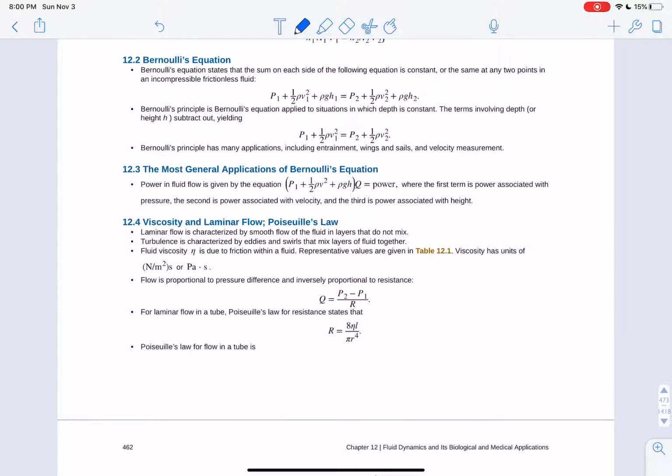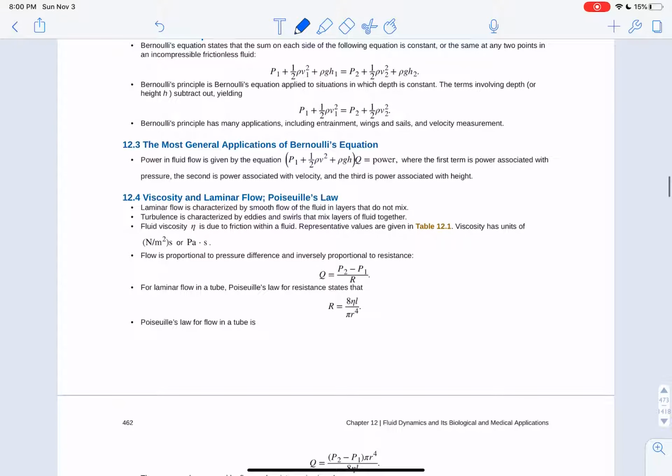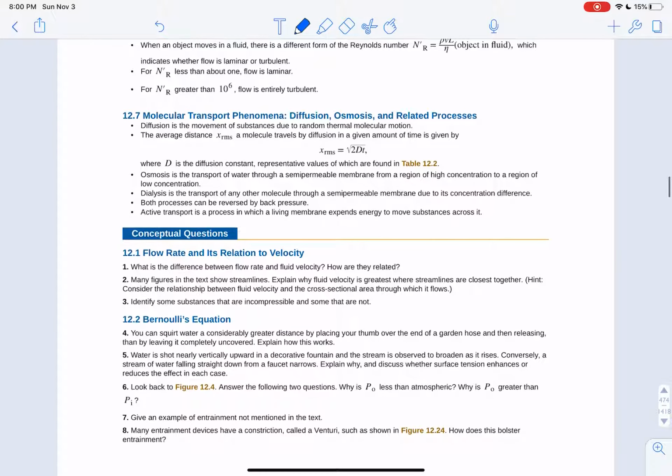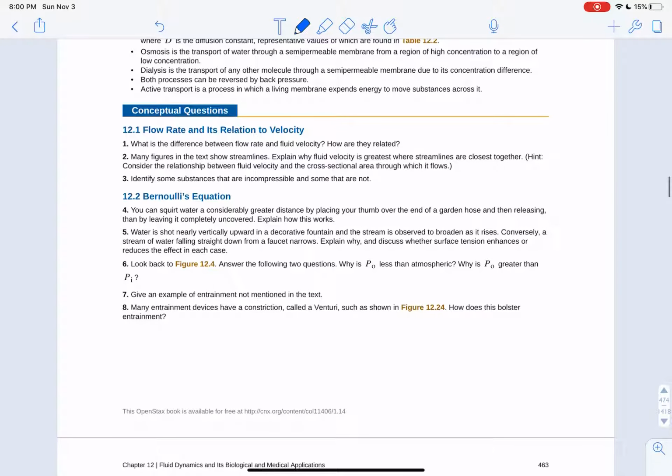You've got your power in fluid flow given by this equation. We're not doing 12.3, 12.4, 12.5, 12.6, 12.7. You don't have to spend time on those ones. Okay, so just be able to calculate the pressures at some point, and the velocities at different points.